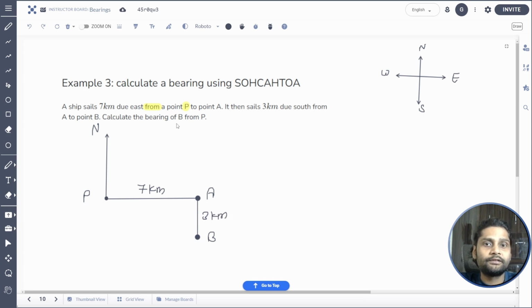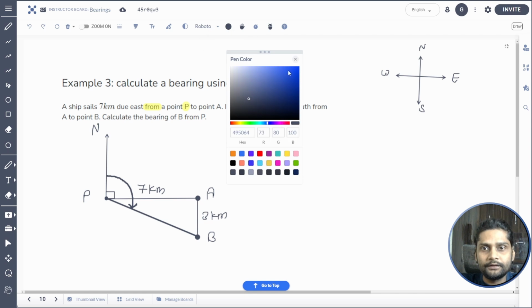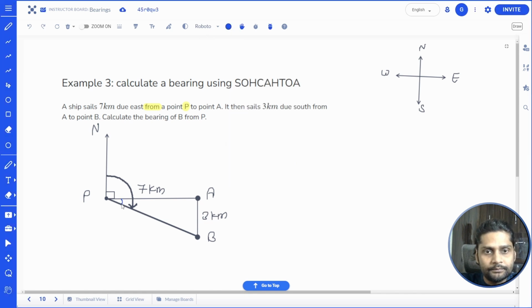We need to get the bearing of B from P. So first of all, we need to connect point P and B. Now the target is to get this entire angle from here to here. The good thing is, we already know that the north direction makes an angle of 90 degrees with the east direction. So this much angle, 90 degrees, is known. We only need this much angle. I can mark it here in a different color. So I want this much angle.